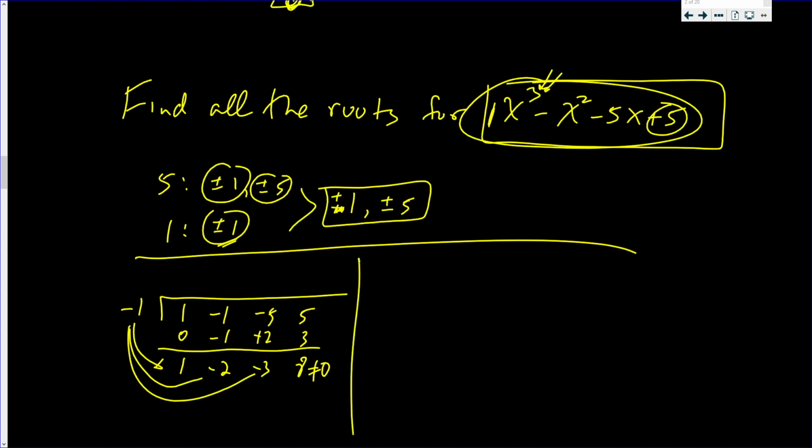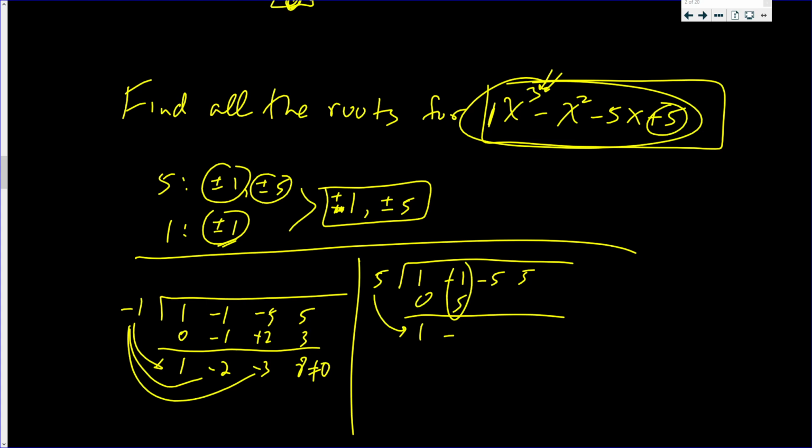Let's try 5. 5, 1, negative 1, negative 5, 5. Bring down the 1. 5 times 1 is 5. You add, you get 4. 5 times 4 is 20, which goes there. You add, you get 15.